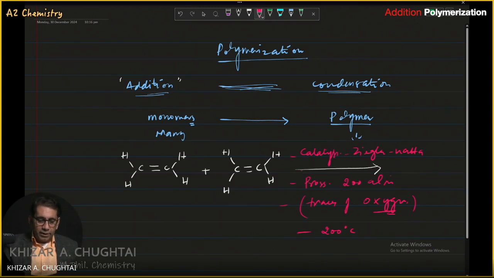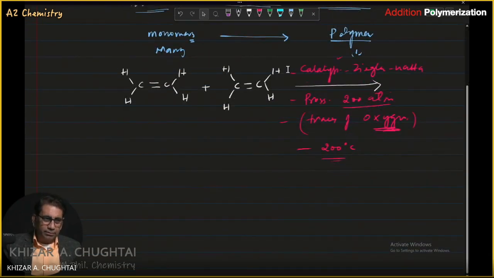In a container, there are the same type of alkenes, carbon-carbon double bond compounds. Then we are going to add or introduce Ziegler-Natta catalyst. We are going to apply the pressure of 200 atm, and we are also going to add traces, a very small volume, of oxygen, and we are going to heat the whole system at around 200 degrees Celsius. What will happen? What is the basic mechanism? Just have a look.